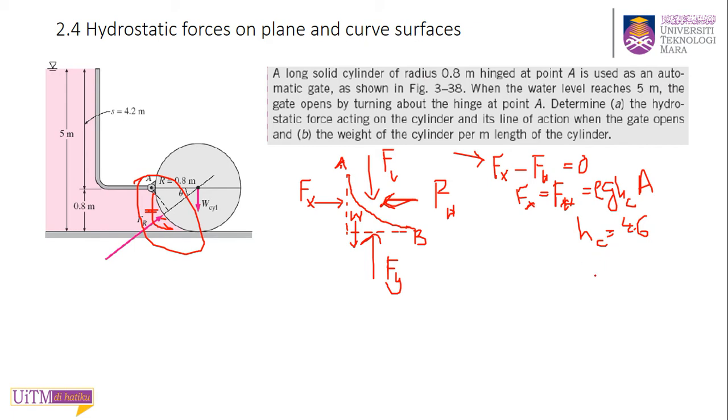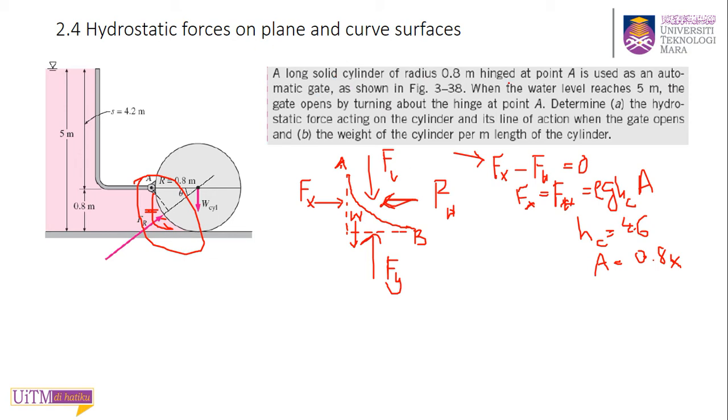Okay, your A? Area is 0.8 times 0.8 times... the radius is 0.8. Sekejap. Area is 0.8 times... who can find? 0.8 times 0.8.